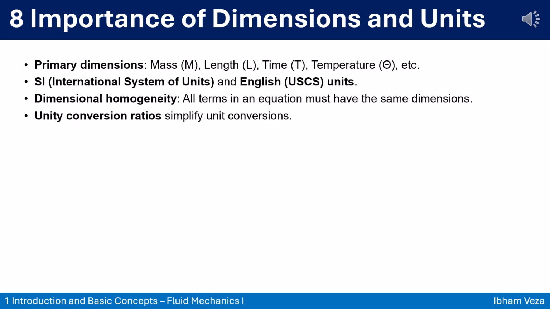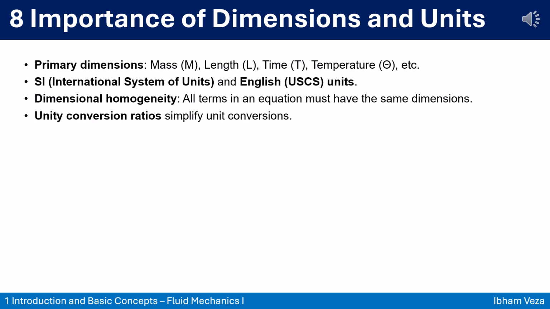8. Importance of dimensions and units. Let's talk about dimensions and units, something simple but crucial. Every equation you use depends on 4 basic building blocks: mass, length, time, and temperature. These are called primary dimensions. Then come the units. Most of the world uses SI units like kilograms and meters, while the US still uses English units like pounds and feet.